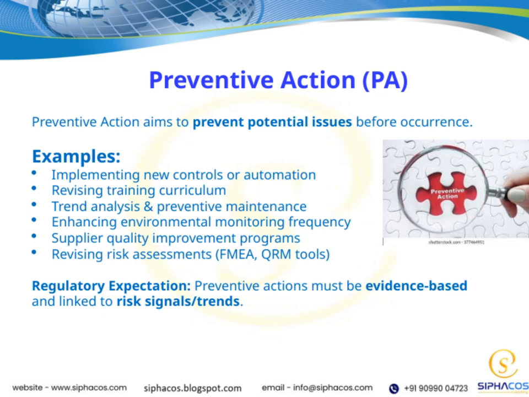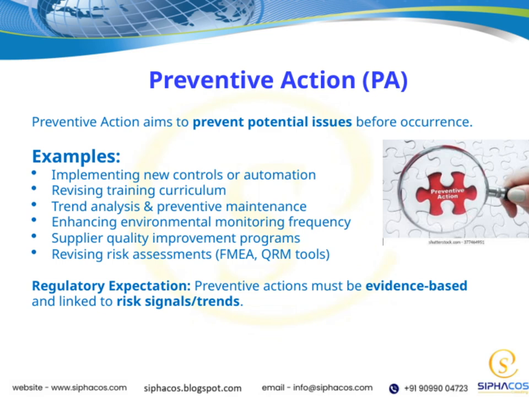Trend analysis and preventive maintenance are also key. They help us identify patterns and address them early. Increasing the frequency of environmental monitoring is another way to catch issues sooner. Improving supplier quality programs ensures that the raw materials or components meet our standards from the start. And revising risk assessments, like FMEA or QRM tools, helps us better understand and mitigate potential problems before they occur.